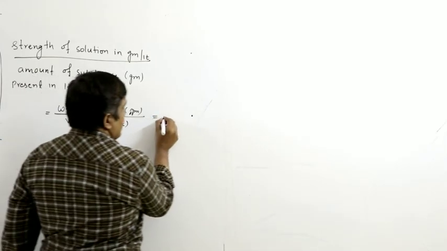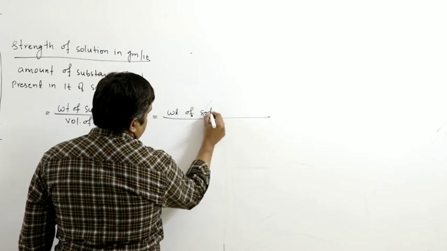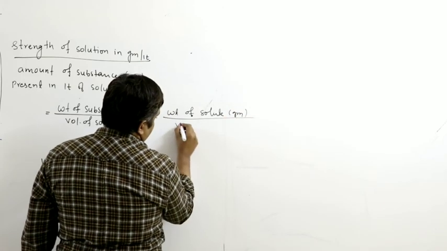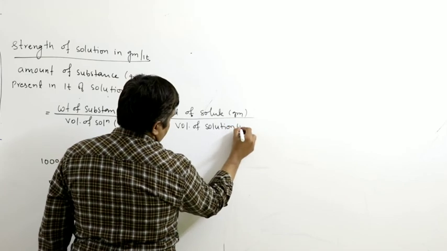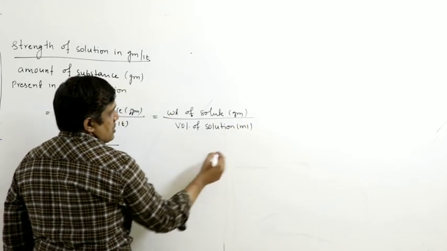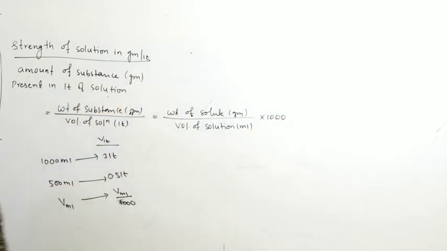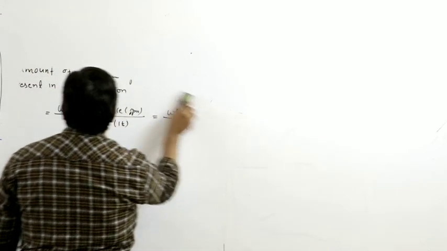So what I can write here: weight of solute in grams by volume of solution in ml by 1000. So dividing by 1000 is the same as multiplying by 1000. Both are the same. So let us go to the next method of expressing concentration, that is molarity.